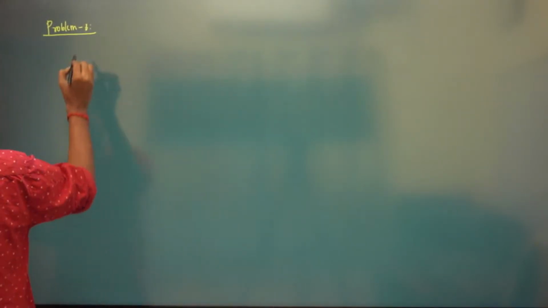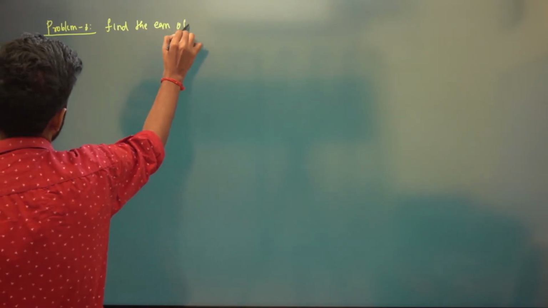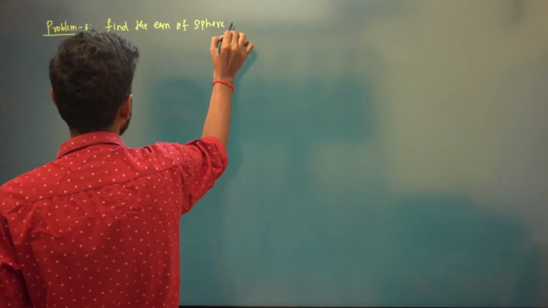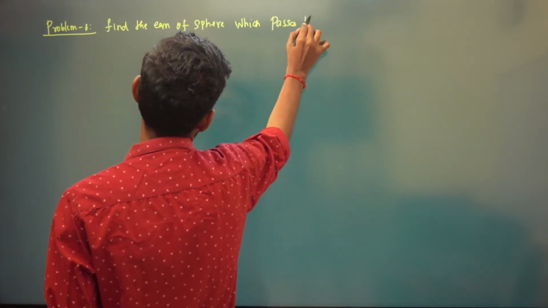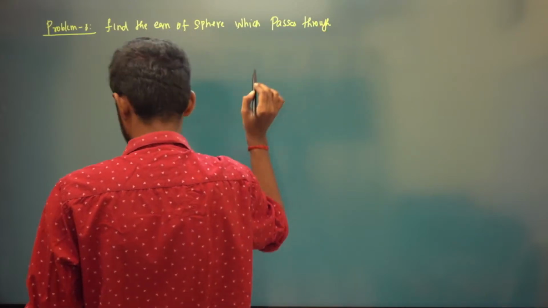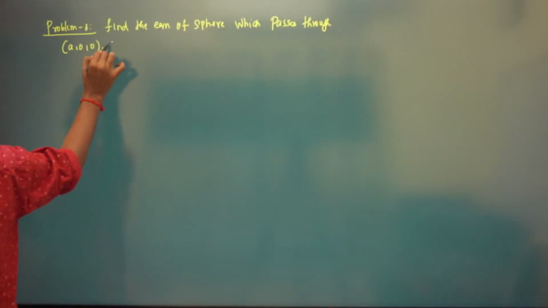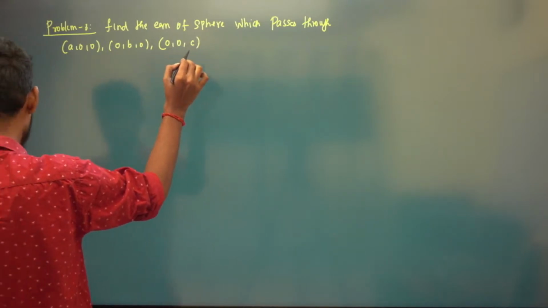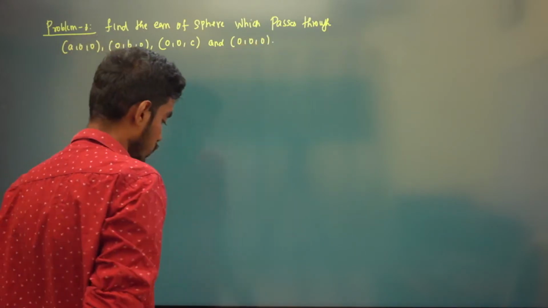Find the equation of sphere which passes through a comma 0 comma 0, 0 comma b comma 0, 0 comma 0 comma c, and 0 comma 0 comma 0. So we need to find the equation of sphere that has to pass through these 4 points, right?